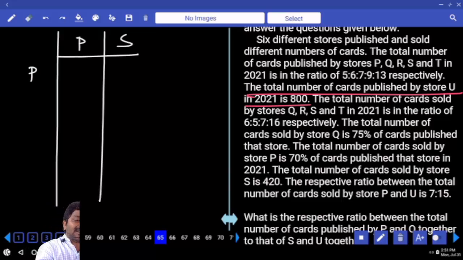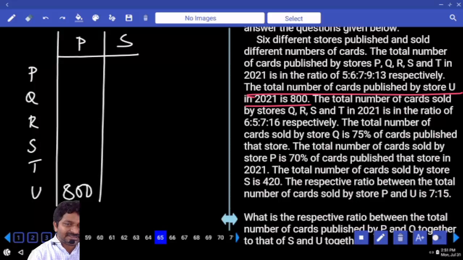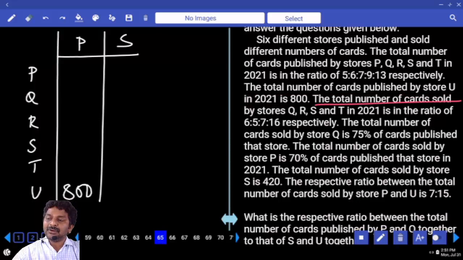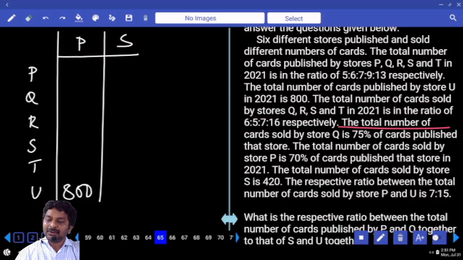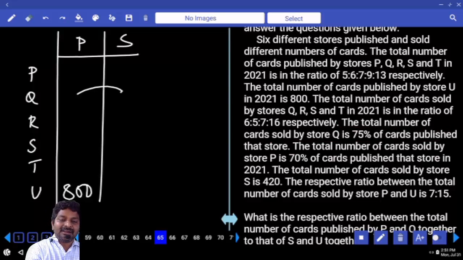So now I will start writing PQRST U, published are 800. I'll write it here. Continue. The total number of cards sold by QRST in 2021 is in a ratio. P is not given, U is not given. For the remaining, the sold ratio is there. I don't need that number as of now. Leave it. The total number of cards sold by Q is 75% of the cards published. Just remember the data. The relation between these two is mentioned.